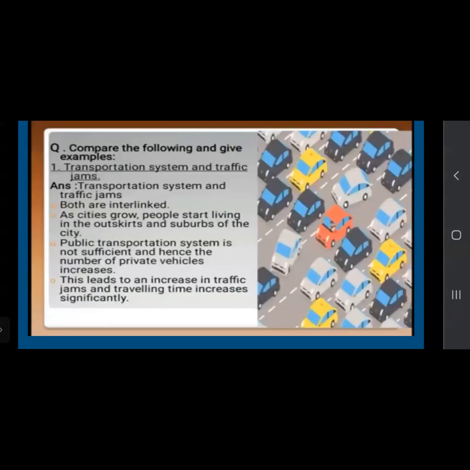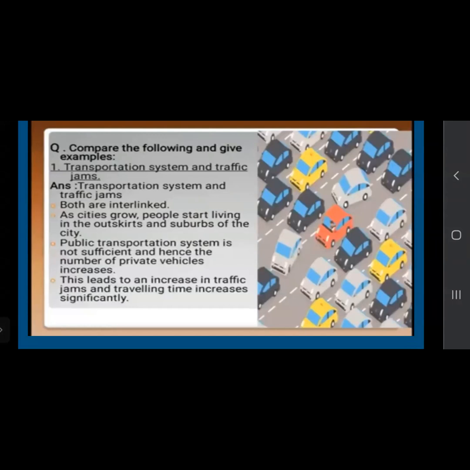Now we will see the question answers of this lesson. Compare the following and give examples. Transportation system and traffic jams. Now you have to compare with an example. Transportation system and traffic jam, both are interlinked, means both are connected to each other.